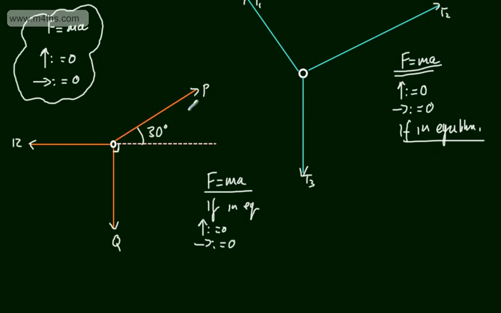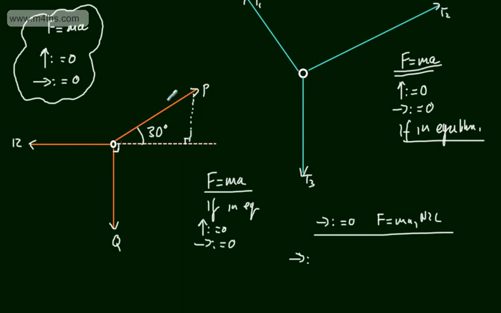So let's now look at resolving horizontally. That's going to be equal to 0. We've got F is equal to ma, which is Newton's second law. So let's go ahead and do that. If I resolve horizontally, let's consider the horizontal component of this force. The horizontal component of this force is going to be P cos 30. We're looking for this force acting in the horizontal plane.